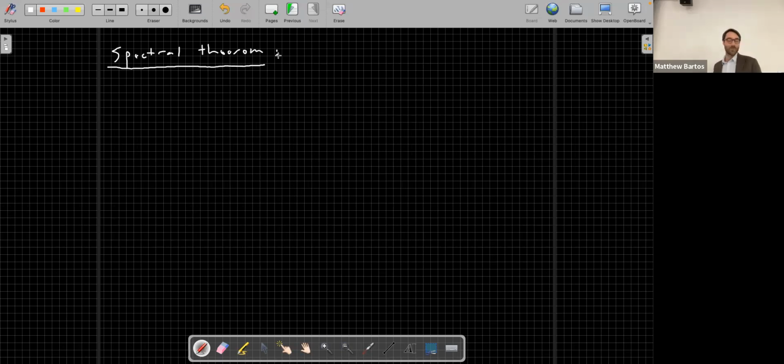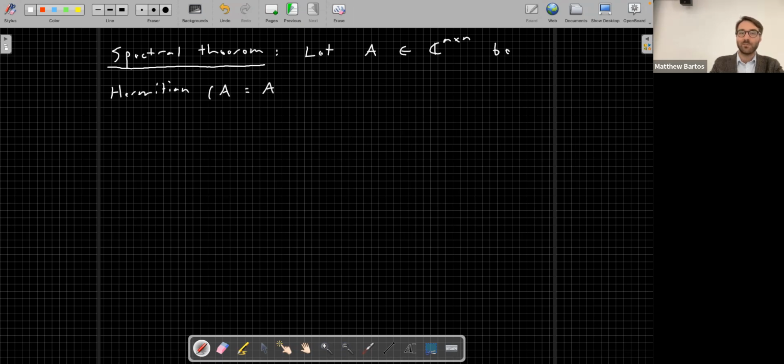So this is a really super important theorem. It turns out that if we have a matrix A, we'll say it's in C n by n, and if A is Hermitian, so if A is equal to A Hermitian transpose, then A is always diagonalizable.